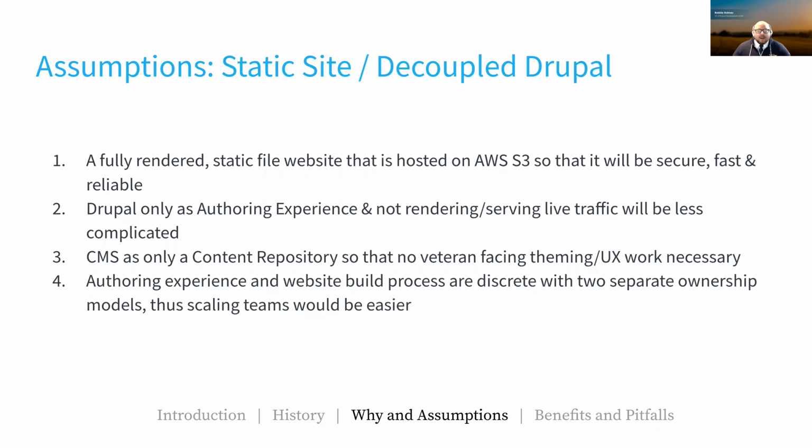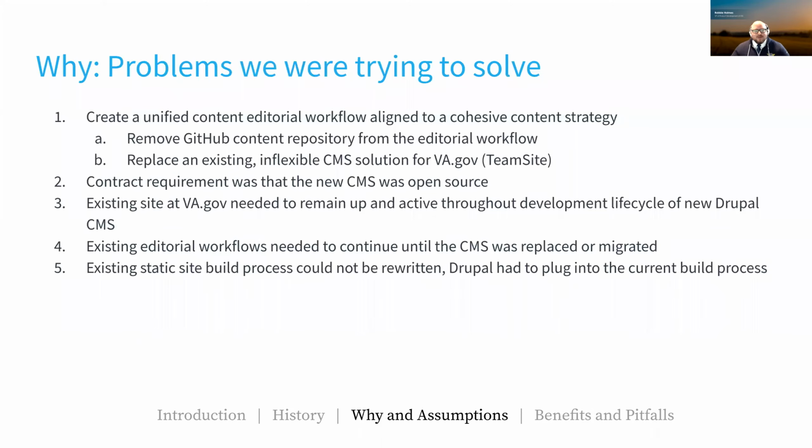Sorry, go back one. The things we needed to take care of, right? We needed to get rid of the GitHub repository. We needed to replace an existing CMS that was actually serving up a large portion of the traffic. There was a TeamSite instance that is still serving up some traffic today, but the decision was made that it was not able to meet the needs of the modern authoring experience.